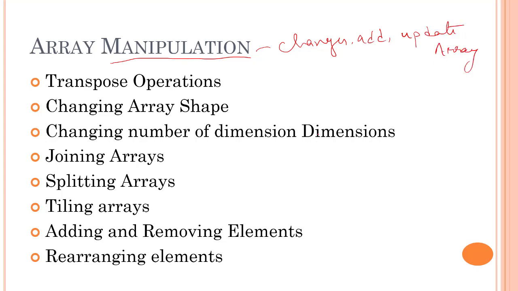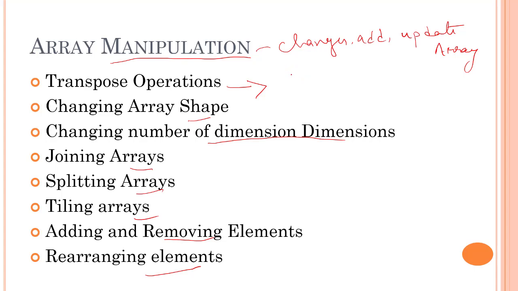How? We have some operations like the transpose operation, then changing array shape, then changing the number of dimensions, joining arrays, splitting arrays, tiling arrays, and then adding and removing elements, and rearranging the elements. Let's start with the first one, that is your transpose operation. Basically, this is for transposing the things in an array.